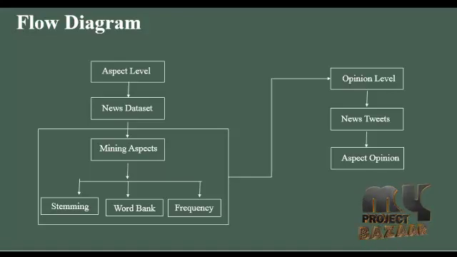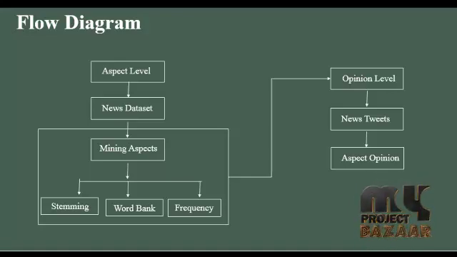When mining the aspects, there are three processes. One is stemming and finding the word bank and the frequency. Stemming is nothing but removing the unwanted words from the documents and finally producing the valid words, collecting them for each file. We have many documents, so we collect for each document and save it in the word bank as a whole set of words. Then from the words we find the frequency, how much the word was used in the document for the particular news. From that frequency, we find the very particular aspects which are used in our dataset.